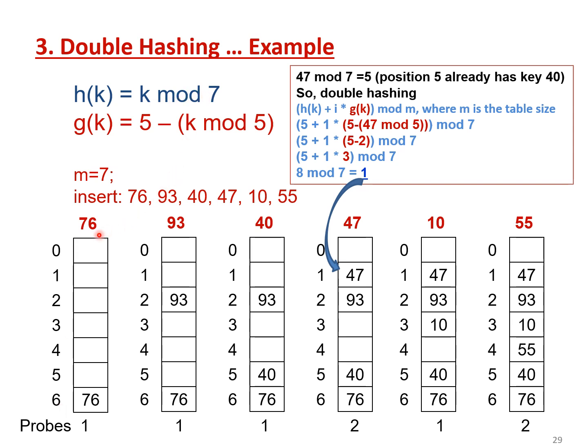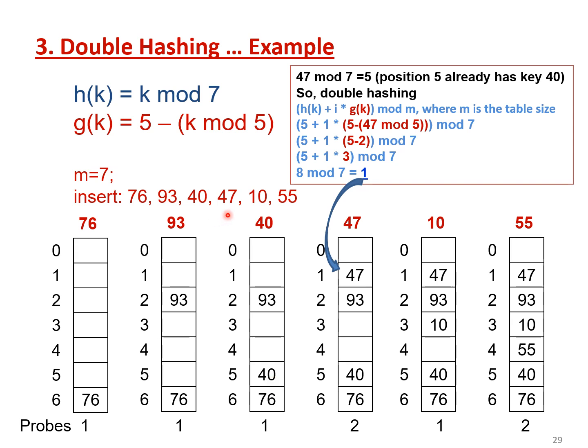So when you perform 76 mod 7, the remainder is 6. So the key value 76 is inserted in location 6. Now let us take the second value 93, and when you compute the location it gives 2. So we can insert 93 in the second location. Similarly, when you take 40 and compute the location, it gives the value 5. So at index 5, we can insert the value 40.